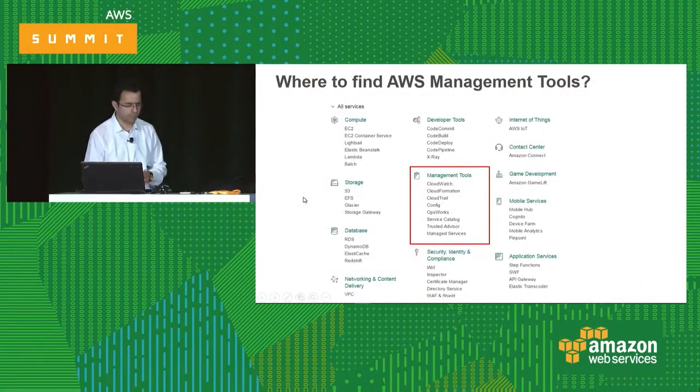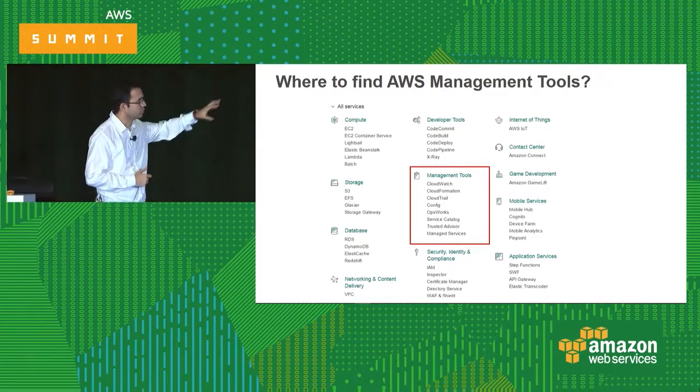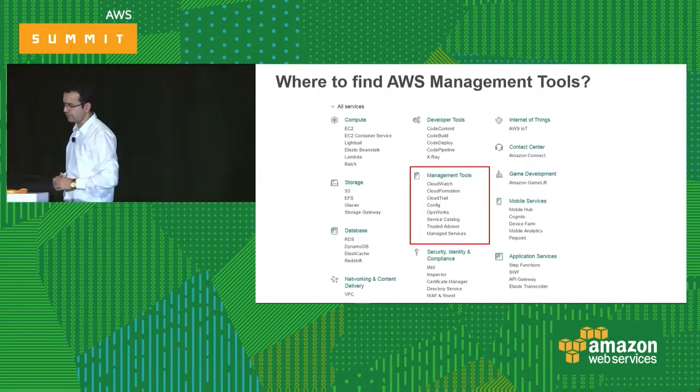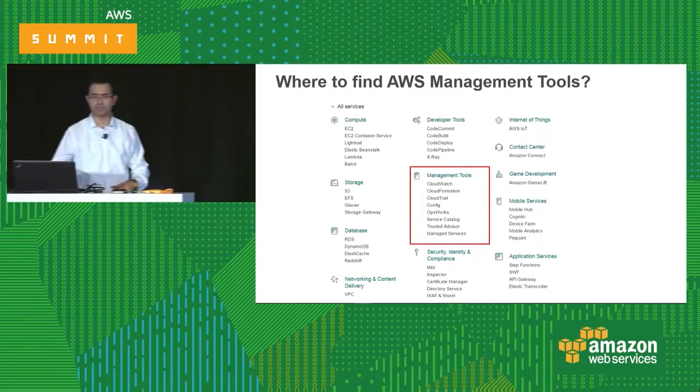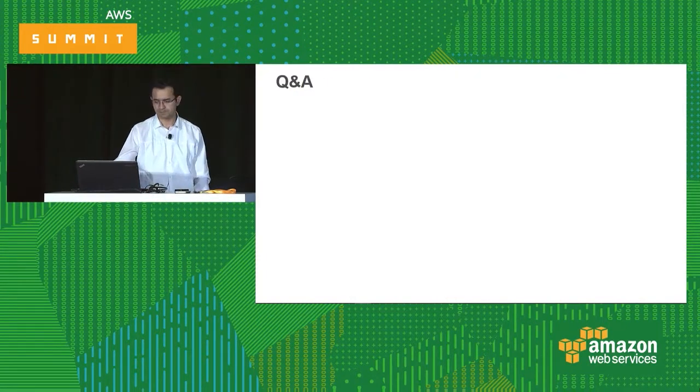It's very easy to get started with AWS Management Tools. You can go to our console, and they are located under the Management Tools section, as highlighted there. I really encourage you all to get started and use the tools highlighted here. With that, we wrap up the presentation. We can open up for Q&A. Thank you.